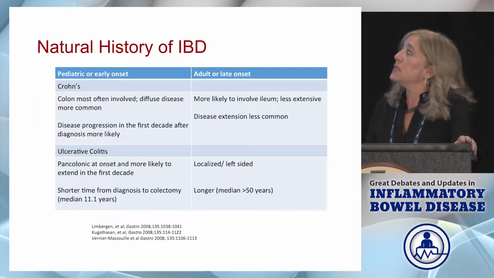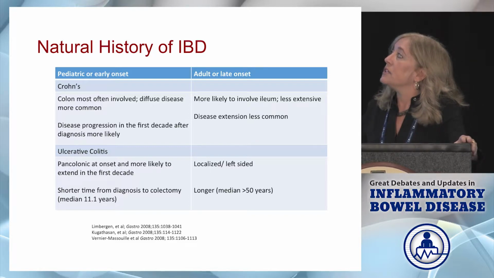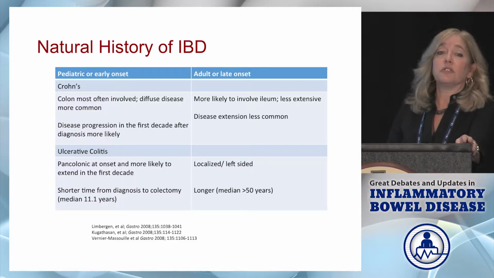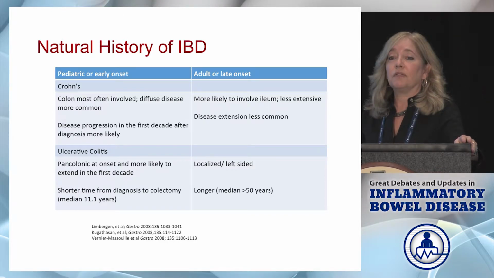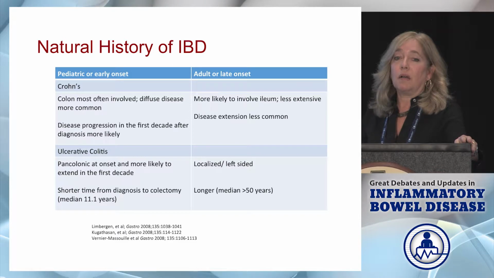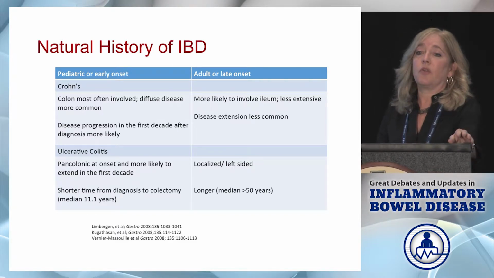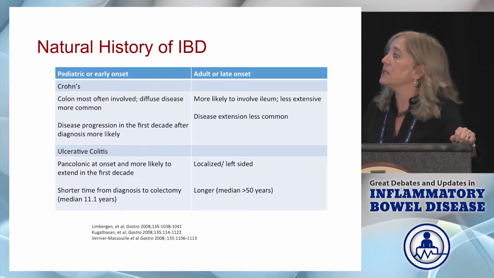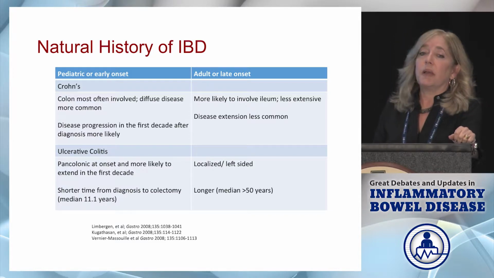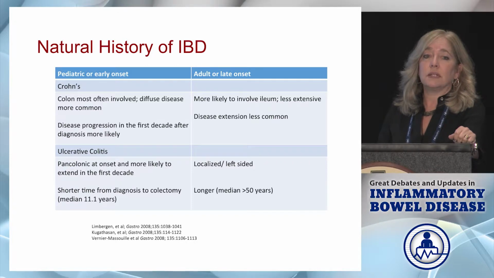Natural history, what do we see? Well, in pediatric or adult, we know that there is a difference, that the colon's most often involved in pediatrics and that in the adult, but it's still the GI tract, isn't it? And that disease progression in the first decade of life tends to be more aggressive, but having that disease extension is less common as far as the adult side. In ulcerative colitis, we know that the pediatric onset is more likely to be pancolonic, and again for adults it's on the left side, but it's still in the colon, isn't it?